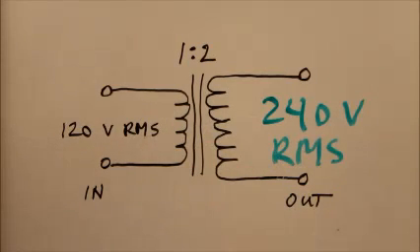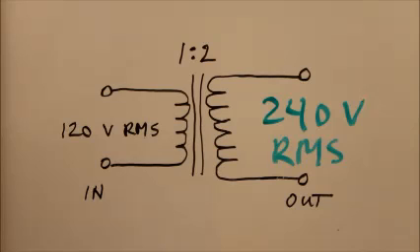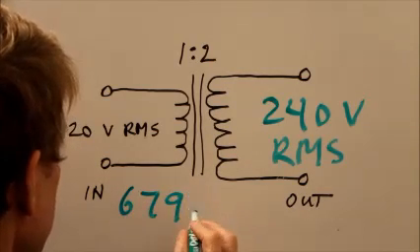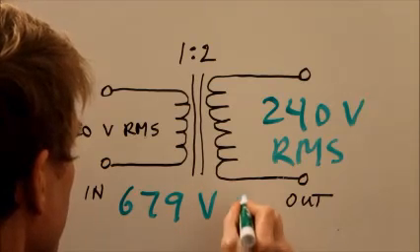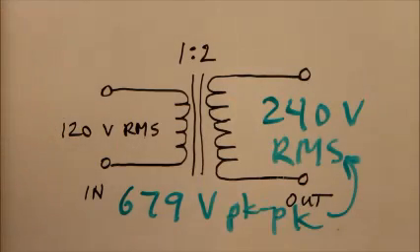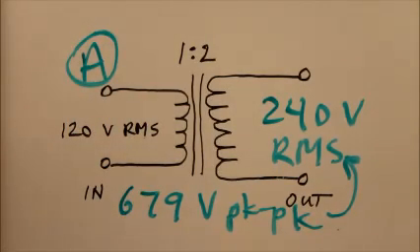But our question is asking us about peak to peak. Well, the peak to peak voltage is going to be 2.828 times this RMS voltage. And when we work that out, we get 679 volts peak to peak across this winding. 2.828 times 240, rounded off to 3 significant figures, is 679 volts peak to peak. And that is choice A.